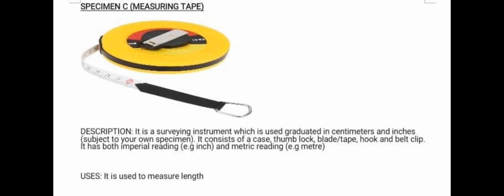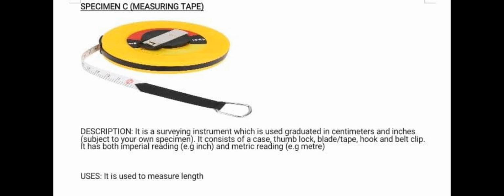So from description, specimen C is a surveying instrument. It is usually graduated in centimeter and inches, but this is subject to change. It depends on what you have in your examination hall. Yours in the examination could be graduated in, let's say, centimeter and feet. So write what you have in your examination hall. And it also consists of a case. That yellow part is the case.